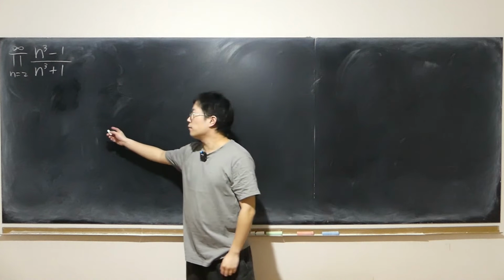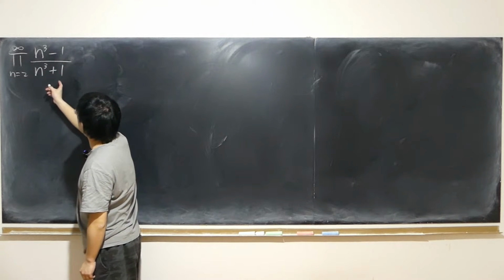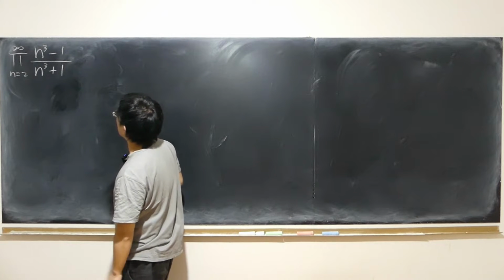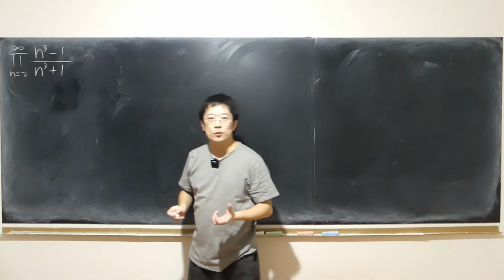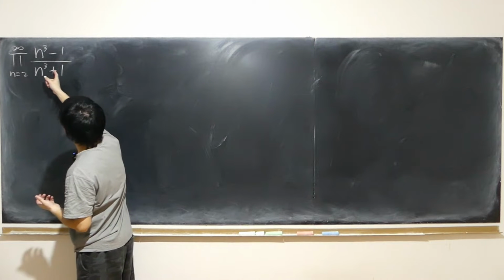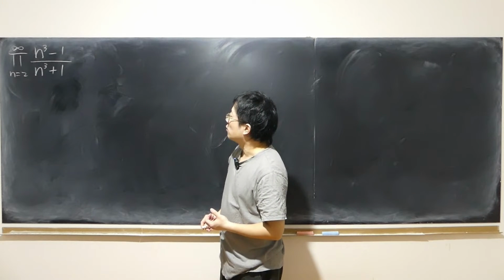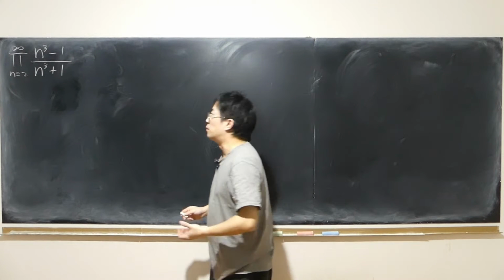Today, let's calculate the infinite product from n equals 2 of (n to the power of 3 minus 1) over (n to the power of 3 plus 1). We start from 2 because if we started from 1, then the first term would already be 0, so it's just meaningless. So if there is a limit, what could that limit be?